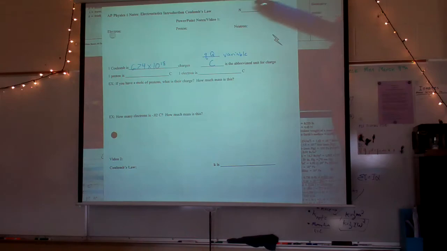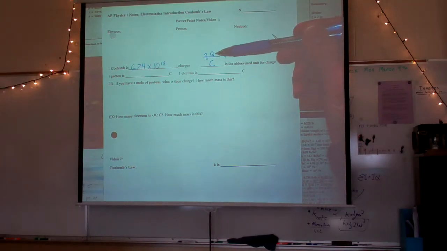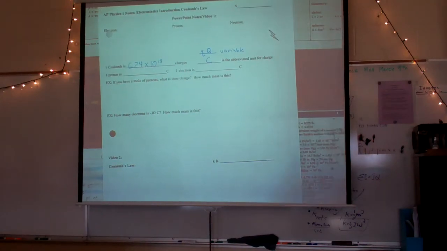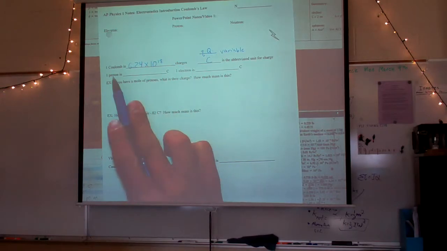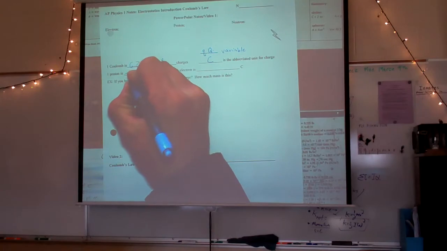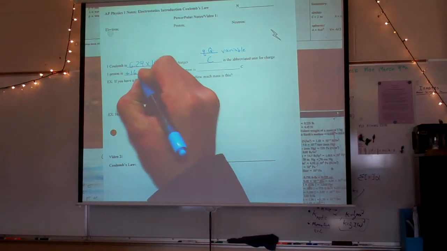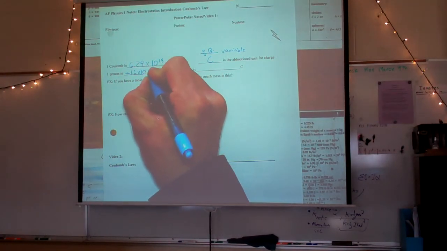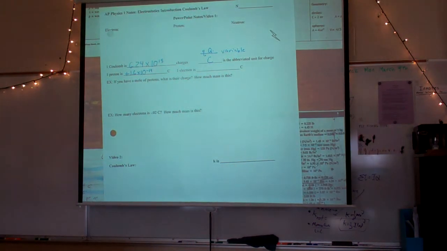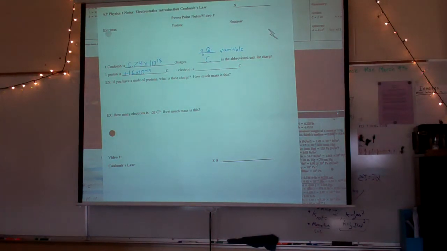Okay, so for charge, we abbreviate the word charge with this Q. In the equations, it will be Q. After your answers it will be a capital C, coulombs. So a proton, its charge is measured in coulombs. A proton is positive 1.6 times 10 to the negative 19th coulombs. Very tiny amount of charge.